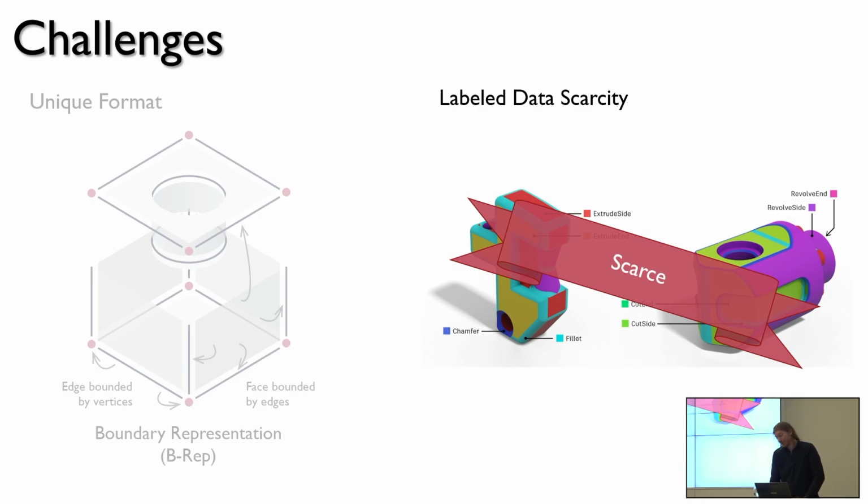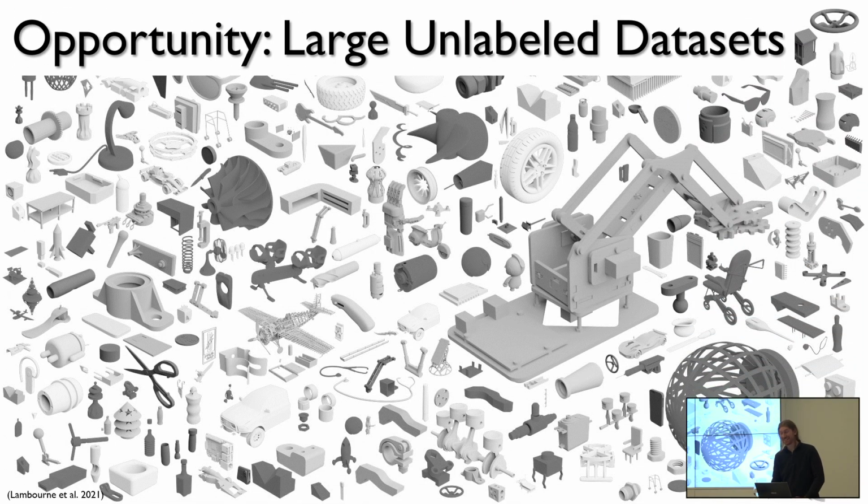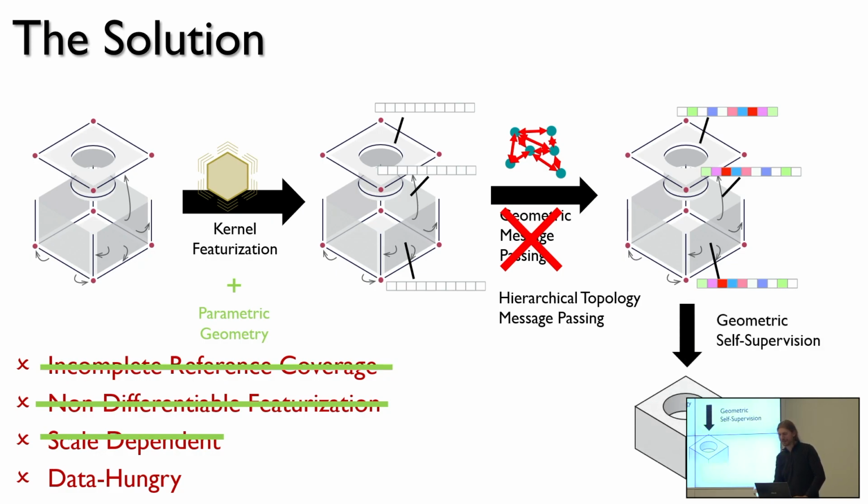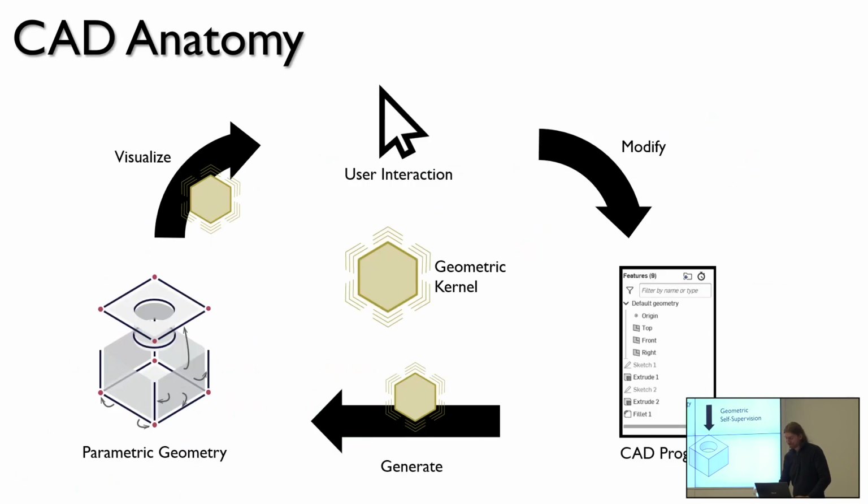We don't have a lot of labeled data, but what we do have is a ton of unlabeled CAD data, all of this raw geometry in the wild. So what can we do with that? Let's go back to our representation learning pipeline for BREPs. The next thing we said we would do is add geometric self-supervision. What do I mean by that?